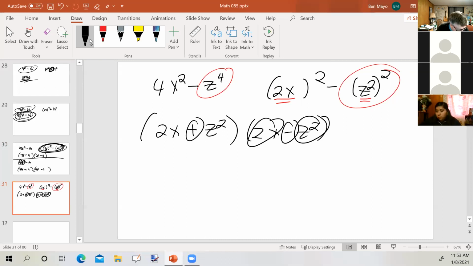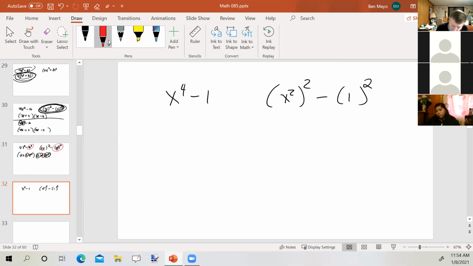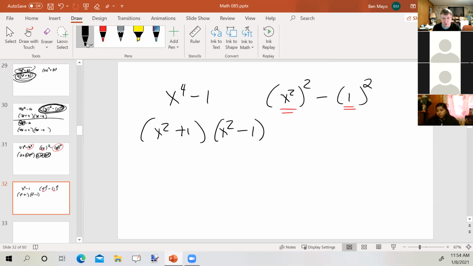Let's see here. How about x to the fourth power minus 1? So x to the fourth power minus 1 is a binomial. It can be written as x squared squared minus 1 squared. So we can split it up and write it as x squared plus 1 times x squared minus 1. So it factors as the difference of two squares.